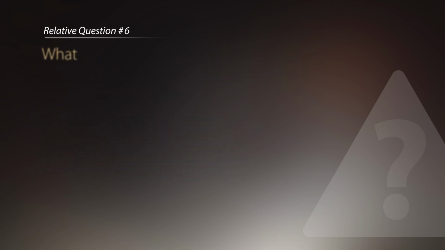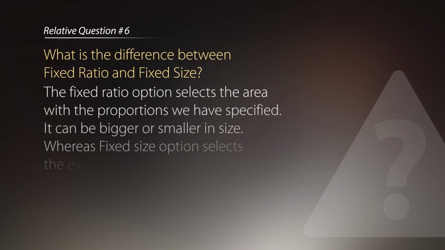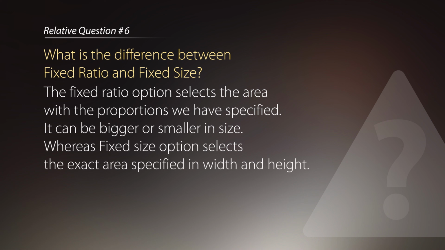Next question is, what is the difference between Fixed Ratio and Fixed Size? So, the Fixed Ratio option selects the area with the proportions we have specified. It can be bigger or smaller in size, whereas Fixed Size option selects the exact area specified in width and height.